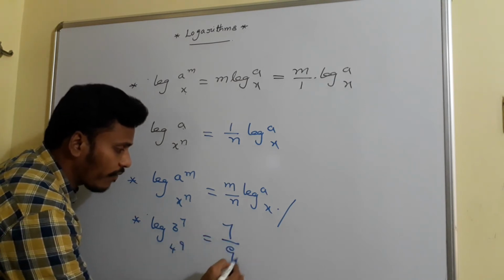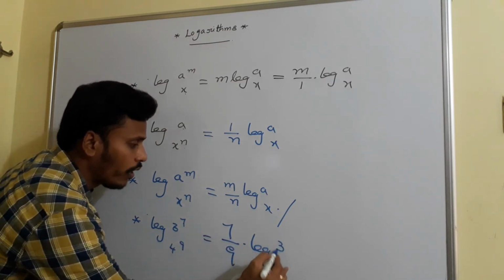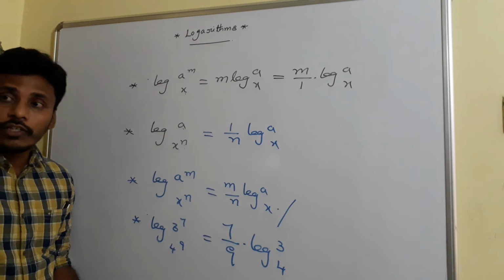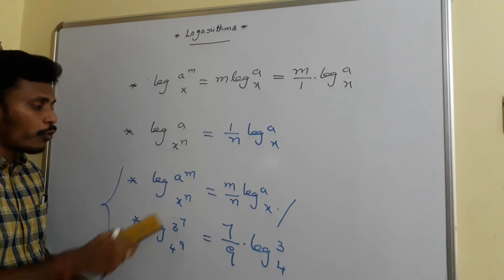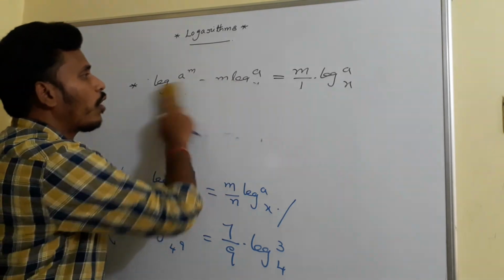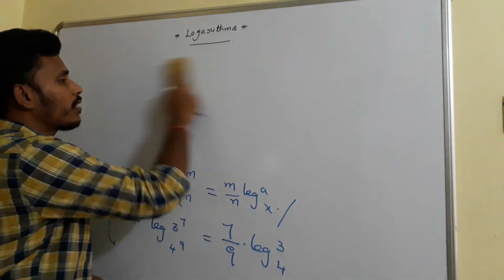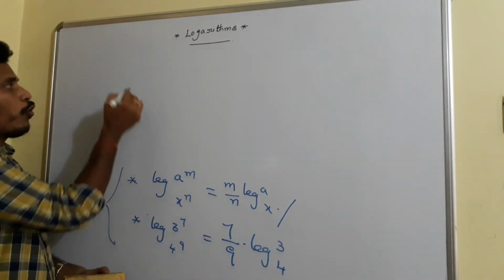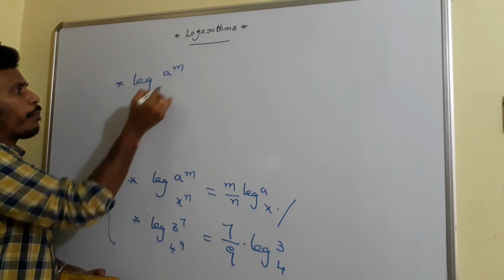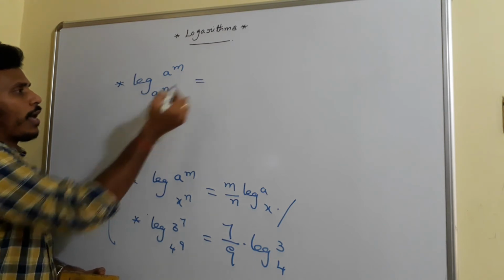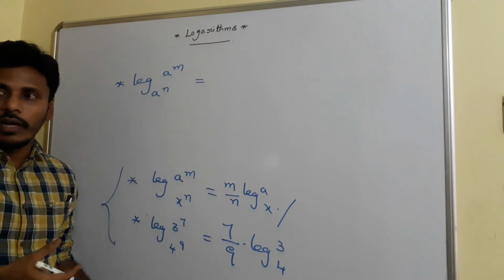It becomes like 7 by 9 into logarithm of 3 base 4. Is it right? See the way of utilizing the law. And suppose if both x and a are the same, then what will happen? See, all these things are pure observations, right? If both x and a are the same, it becomes logarithm of a power m base a power n. How does it happen? How does it change its form?